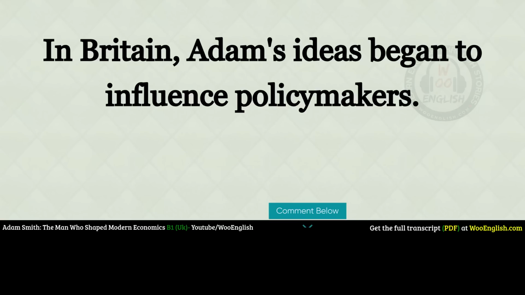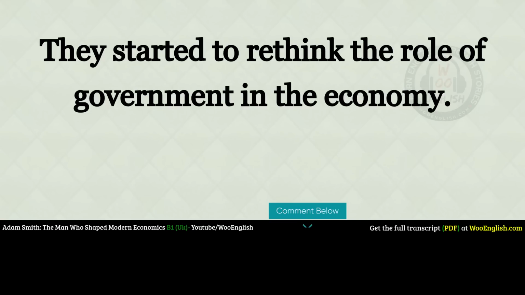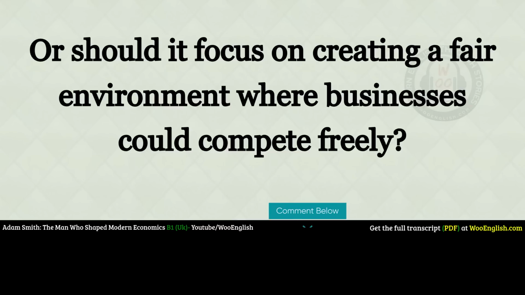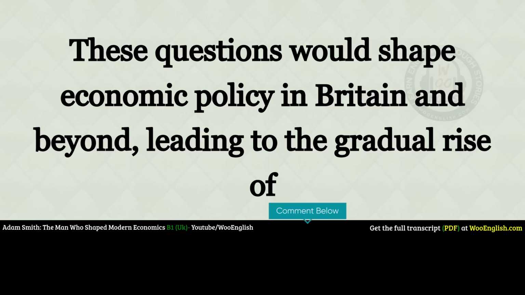In Britain, Adam's ideas began to influence policymakers. They started to rethink the role of government in the economy. Should the government really be setting prices and controlling trade? Or should it focus on creating a fair environment where businesses could compete freely? These questions would shape economic policy in Britain and beyond, leading to the gradual rise of free market capitalism.